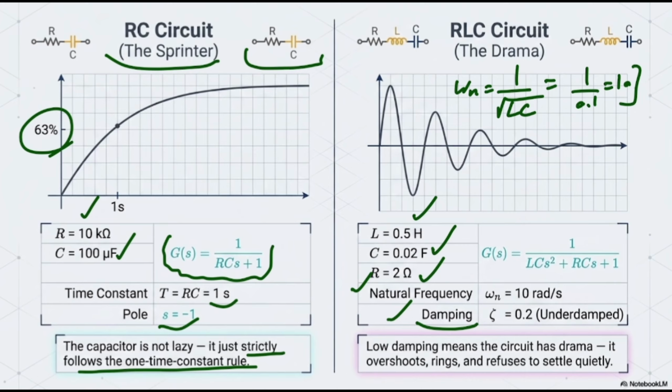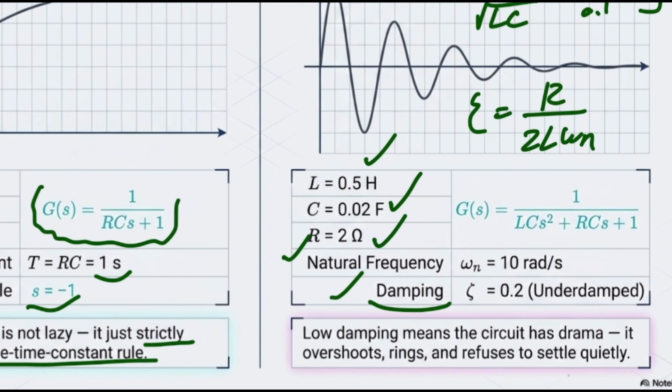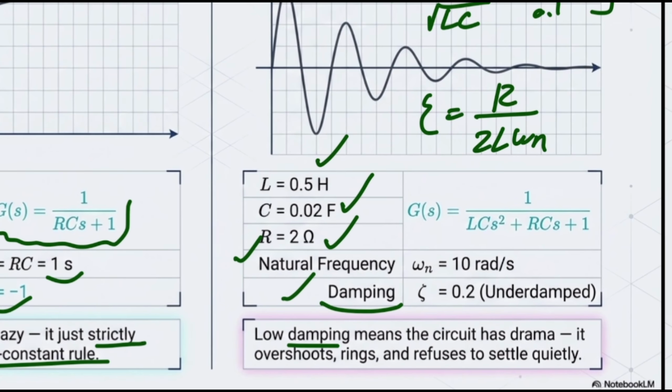So for finding the damping, or zeta itself, we have the formula. For the RLC circuit, zeta is going to be R divided by 2L times omega n. If you use this formula, you get 0.2. At this point, we have low damping, because the damping is a number between 0 and 1. Low damping means that the circuit has drama. It overshoots, rings, and refuses to settle quietly.